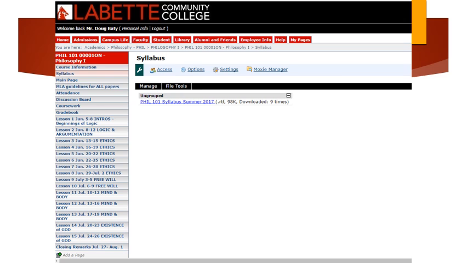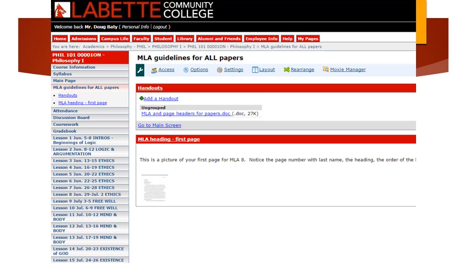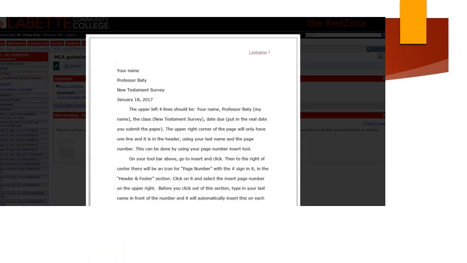Okay, going on. You can go to the MLA guidelines for all the papers. This will give you, and you click on this piece of paper right here, it's an image. This is what it will look like. It's going to give you this particular image with your last name, and this is an example for you to follow. Everything you see is double spaced from the very top all the way through the whole material.